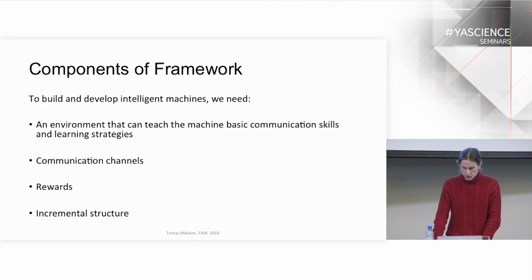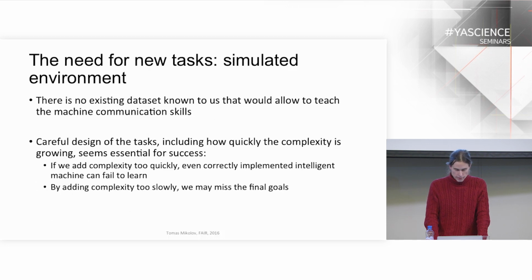So the environment has to include some very simple tasks that may look trivial to us, but can help the machine get prior knowledge about general problem-solving skills. So instead of jumping directly into some complex task, we'll actually be starting with some very simple ones. We didn't actually find any good set of tasks that would be useful for teaching the machine communication skills. So it seems that we have to develop this data set ourselves.